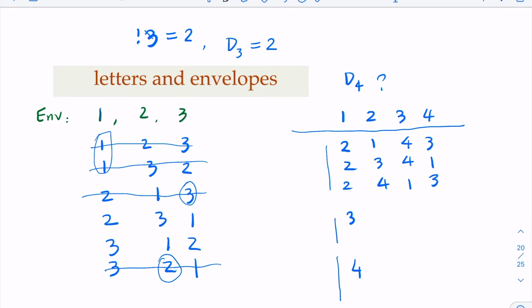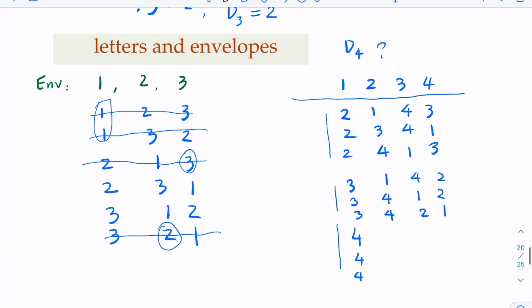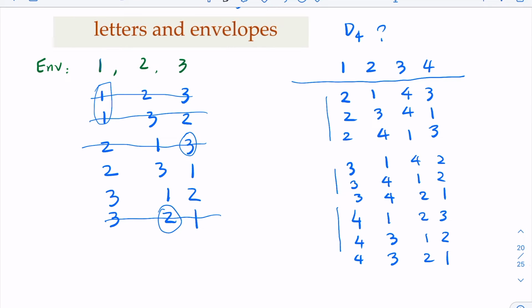So let's enumerate them, right? 1, 4, 2, 3, 4, 1, 2, and 3, 4, 2, 1. For the 4, you also have 3 cases here. Let's write them down here: 1, 2, 3, 3, 1, 2, and 3, 2, 1. All right, so those are 2 examples. So the d4 in this case would equal 9. All right, how about other cases?